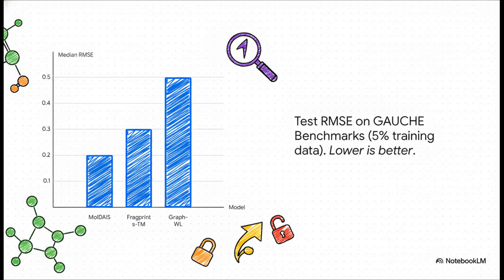which simulates the conditions of early-stage discovery. And the results are quite clear. This chart shows the test root mean squared error on the Gaussian benchmarks, using just 5% of the data for training. The MolDAIS bar consistently shows the lowest median error when compared to other methods representing fingerprint and graph-based approaches. This suggests its method of subspace identification is particularly well-suited for these low data settings.